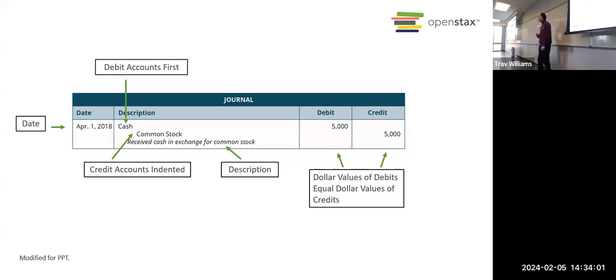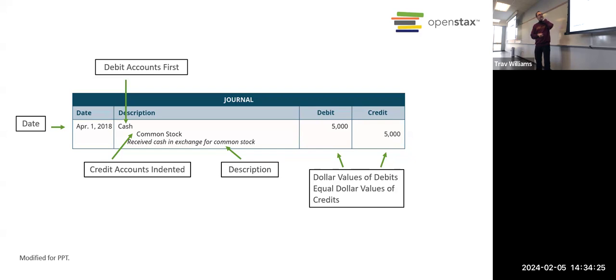Do our debits equal our credits in this transaction? Yep, and they always will. And then there's just a little note here that provides a description of the transaction. Sometimes there's really important information in the note that you couldn't really fit in here. And that's basically all there is to a journal entry.